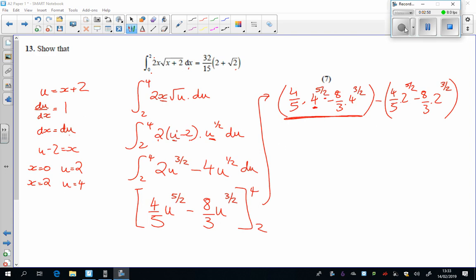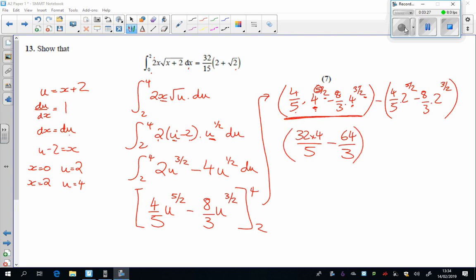Then I've got to do 2 to the power of 5. That's 2, 4, 8, 16, 32. And then I've got 32 times by 4 divided by 5. This one here, I've got 4 square rooted is 2. 2 cubed makes 8. 8 times 8 is 64. I've got 64 over 3 there.